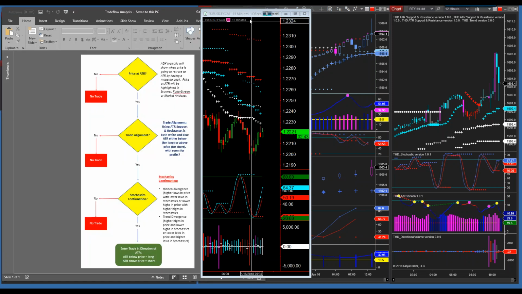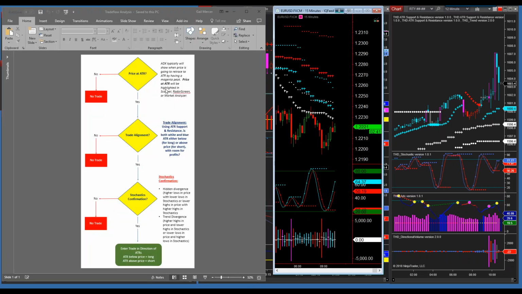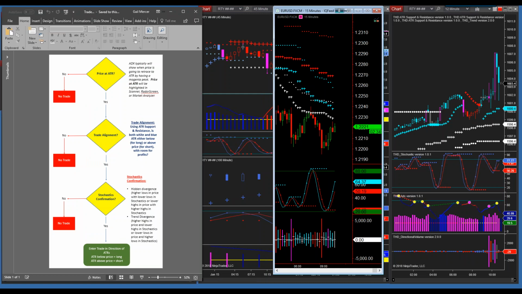This trade flow analysis is the most basic entry. Now, in our online training videos, you'll see other entries like the Buddha trade setup. There's times I will enter when it's at a congestion dot because I know where it's going to go based on that. Those are more advanced, and it takes you a lot longer to get the advanced trade setups versus just this standard price at the ATR, trade alignment, stochastics divergence.